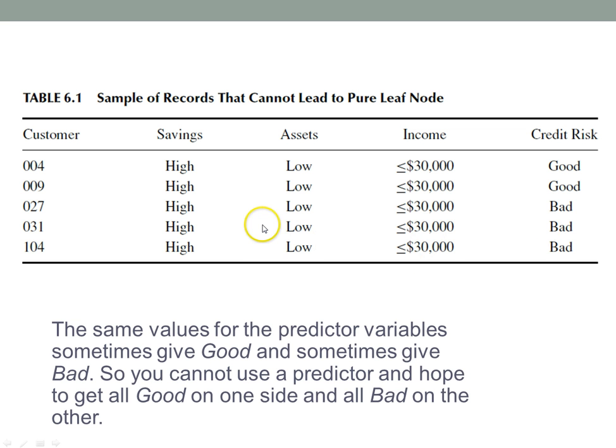Okay, so anyway, let me ask you one more question. Suppose savings are high, assets are low, and income is less than 30,000. What would you predict the credit risk is? This is your data set. This is what you use to build your model. Now some new person comes in, and you've built your model, and the new person has high savings, low assets, and this income. What are you going to predict? Are they a good credit risk or a bad credit risk? You're going to make a prediction based on your data, and this is your data.